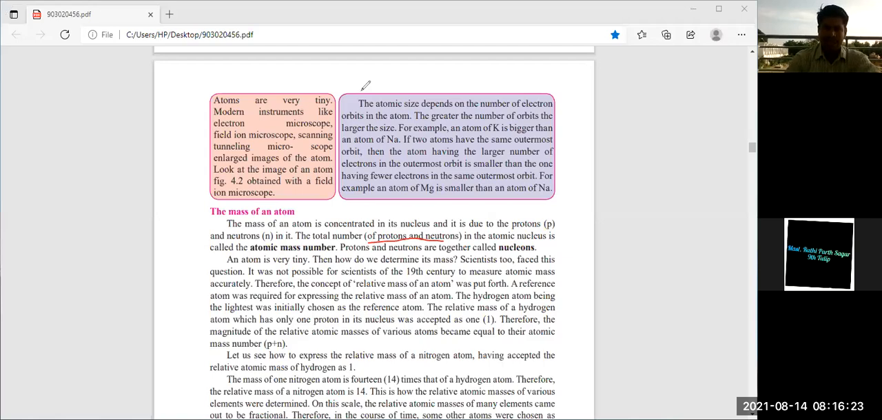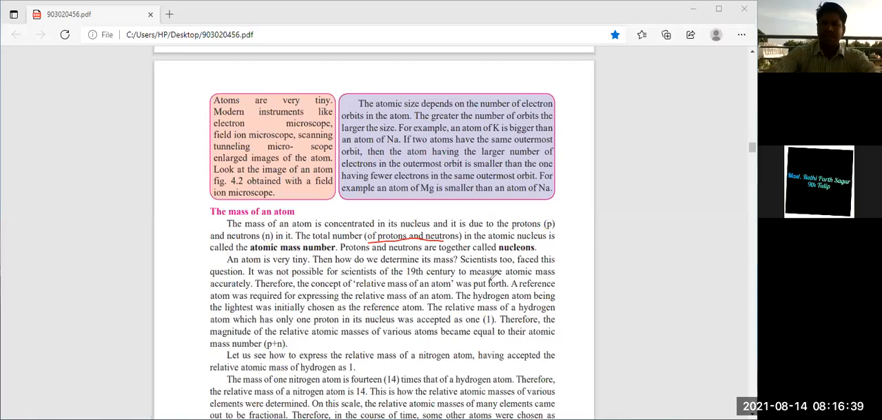What is the reference? One atom. Suppose we take the hydrogen atom. Its unit is 1. Suppose the atomic mass number of hydrogen is 1. Then, as compared to hydrogen, they started measuring the atomic mass number of other elements. So we can see that the relative mass of the hydrogen atom, which has only one proton in its nucleus, was accepted as 1.